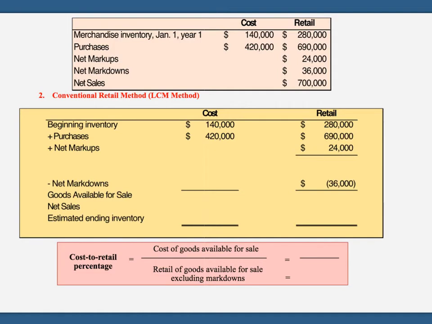So first, let's go ahead and do some of the calculations here. So we have, for retail, beginning inventory plus purchases plus net markups is going to give us our denominator here. So that total is going to be $994,000.